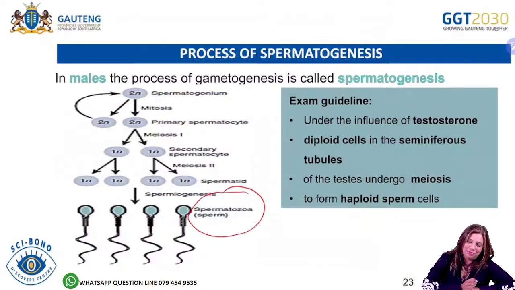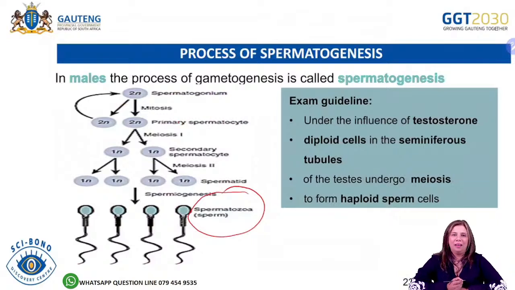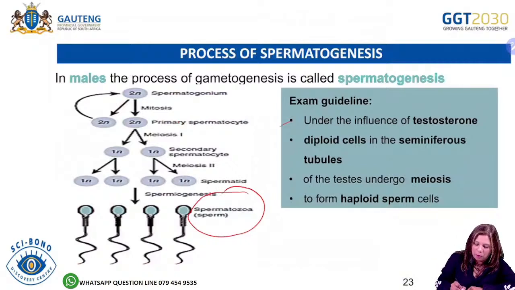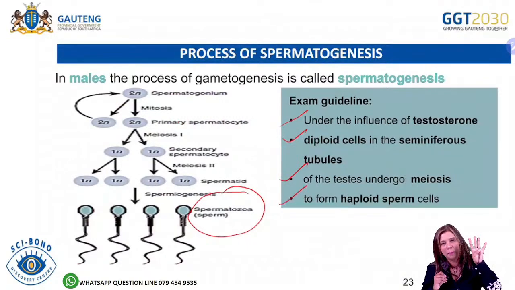Now, I need to give you a little bit of a warning here. There is so much information on both spermatogenesis and oogenesis in the textbook, a lot of which you don't need to know. Why would you want to study things in grade 12 when you've got so much work and you don't need to know it? Stick to the exam guideline. Guys, look at these points in the exam guideline. 1, 2, 3, 4. You only need to know 4 points.